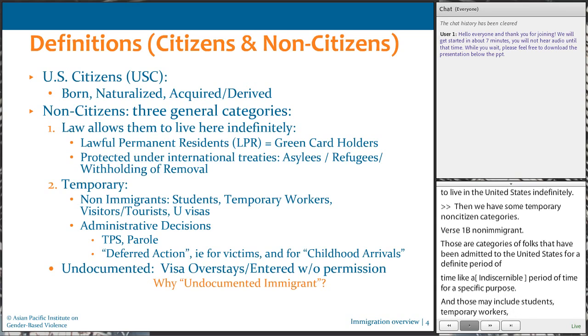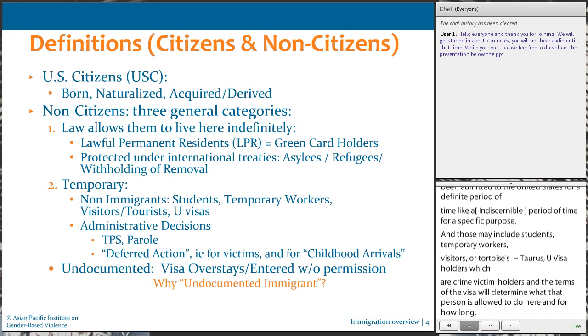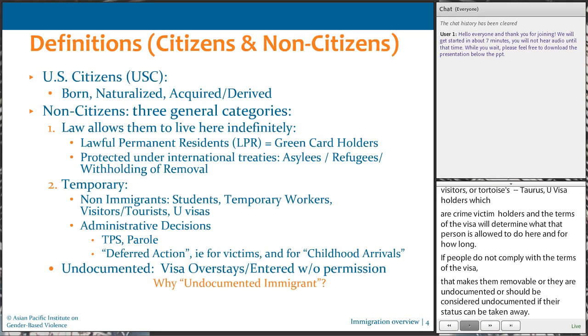And usually the terms of the visa will determine what that person is allowed to do here and for how long. And if people don't comply with the terms of the visa, that makes them removable, or they are undocumented or should be considered undocumented. Their status can be taken away. So that is another category of people that are recognized in our law to be allowed into the United States for a period of time.